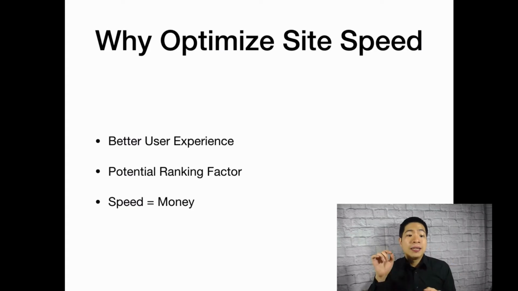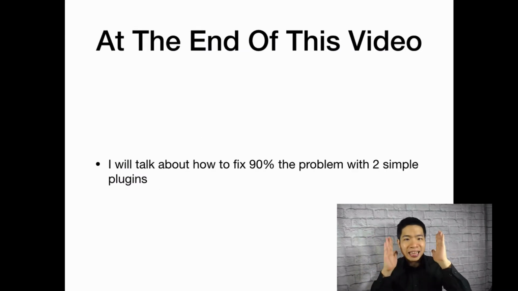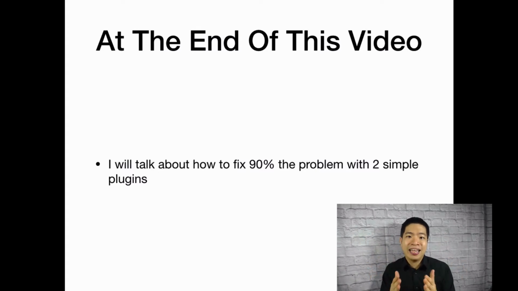Another one is speed equals money, right? You can see Amazon, they spend millions just to optimize their page speed because they know if the user experience is better, more people will stay on their site and they will make more money. So at the end of this video, I want to show you two plugins that can help you fix your website page speed. So stay tuned.